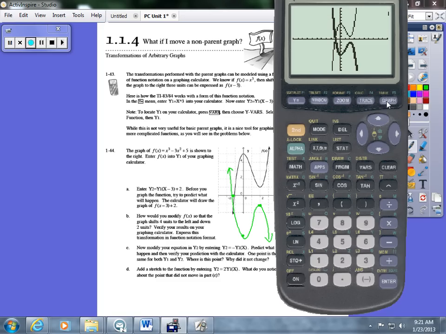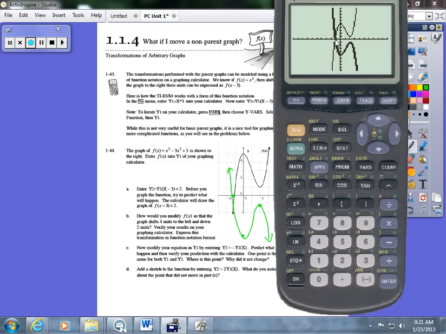Okay. Now it does ask us what point doesn't change. Where is that point? Why did it not change? So hopefully you can recognize the point that doesn't change is the x-intercept. Why didn't it change? Well, because 0 times a negative is still 0. So zeros are never going to change anytime you're doing this.